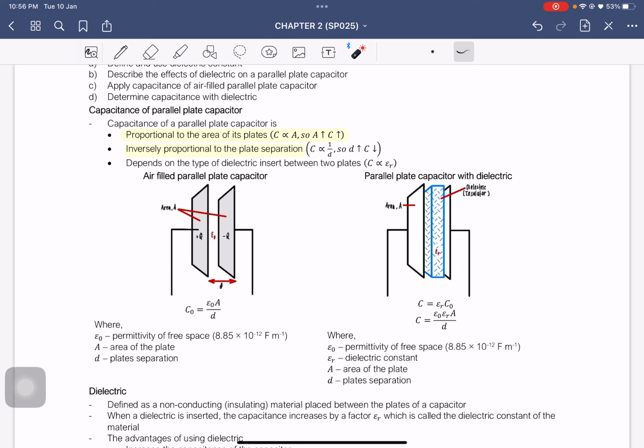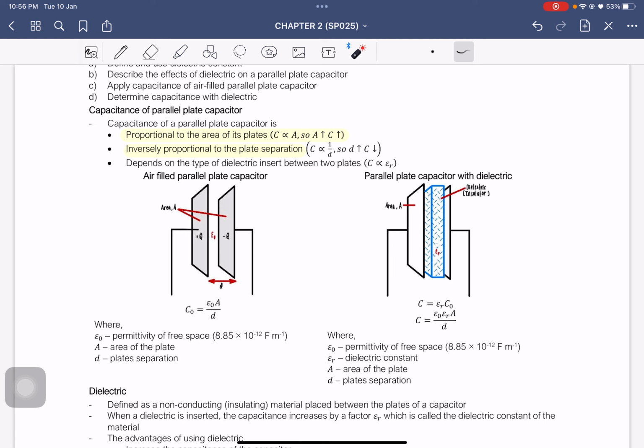So the capacitance depends on the type of dielectric inserted between the two plates. So the capacitance is directly proportional to the dielectric constant. This is the symbol for dielectric constant.